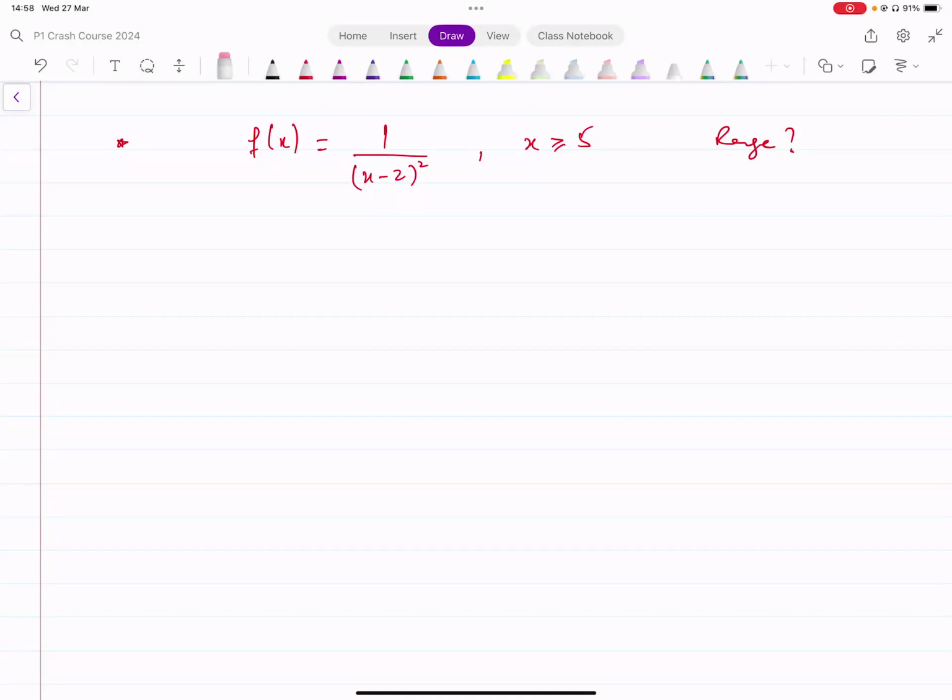Yes, can I have responses in the chat box? What do you think the range is?